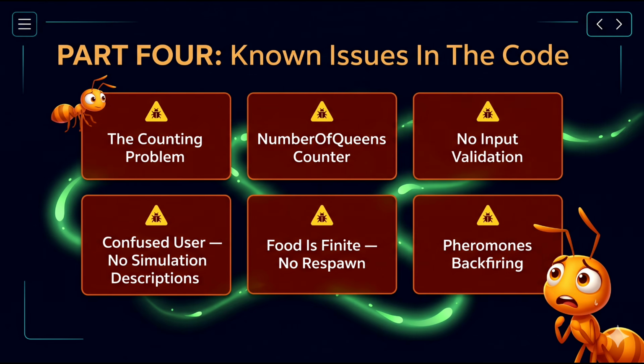They don't know whether to pick a 5x5 or 10x10 grid, how many nests, or anything at all. The fix is adding a display simulation choices function.